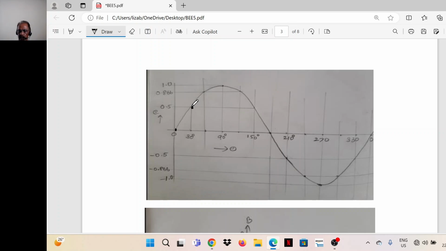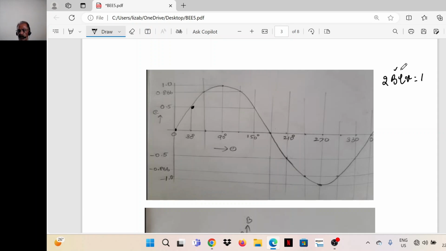Let's take 2BLV. BLV sine theta is the induced EMF in a conductor. As for the coil, it is 2BLV sine theta. Let us assume 2BLV is equal to 1. So 2BLV sine theta is half. The magnitude of the induced EMF at this position is 0.5.